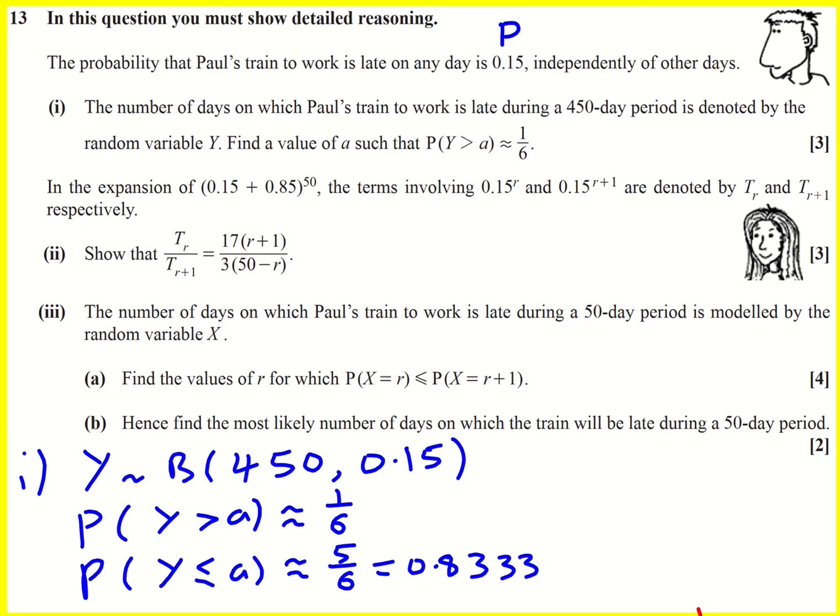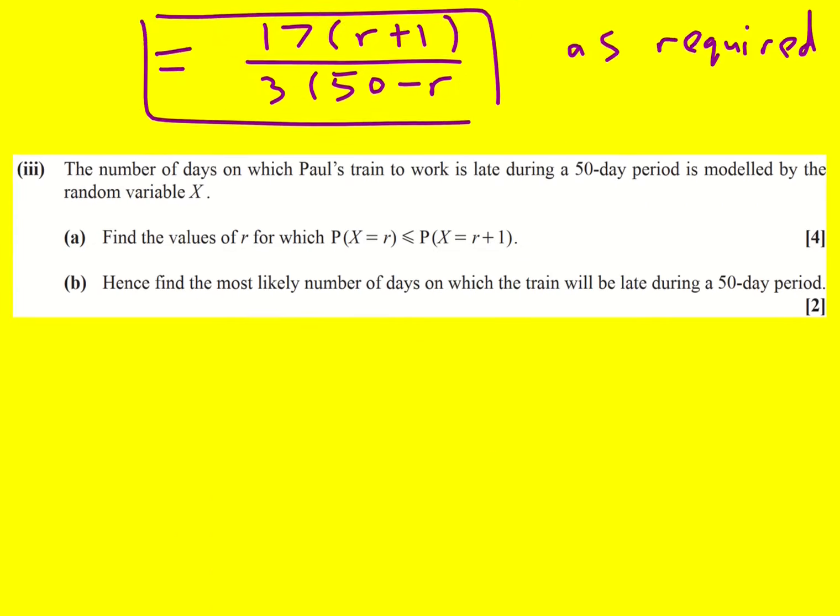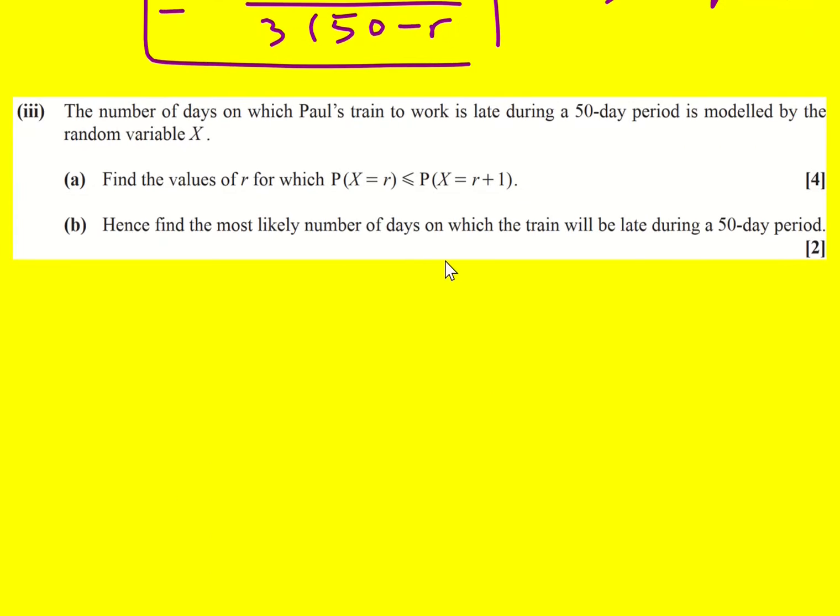For the final part of this question, we now have the number of days when Paul's train is late in the 50-day period modeled by random variable X. So we're bringing back the binomial distribution aspect. First thing to say, and I'm just going to come down here where I've put the question, is that now we've got X follows the binomial distribution 50, 0.15.